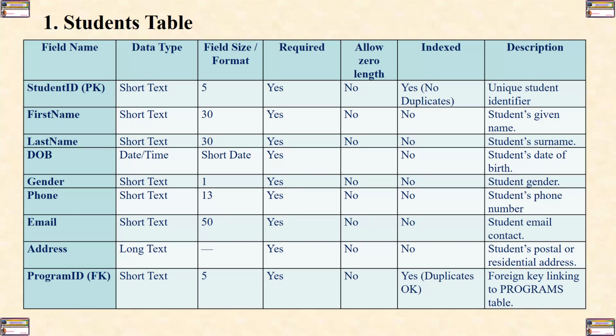Like student ID, maximum is 5. First name maximum is 30. Last name maximum is 30. Date of birth is short date. Gender is 1, meaning M or F. Phone 13. Email maximum of 50. Address none, so you don't need to restrict or limit. And then we have the program ID.